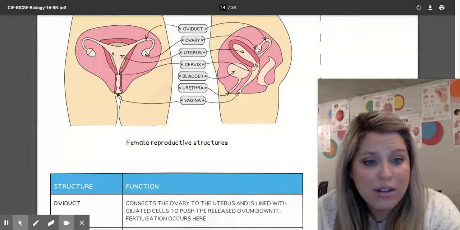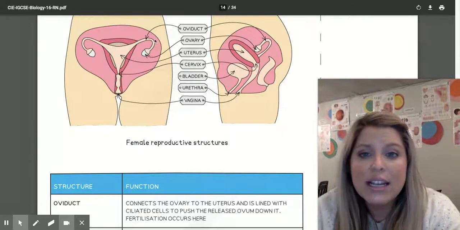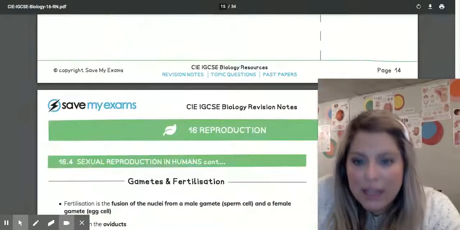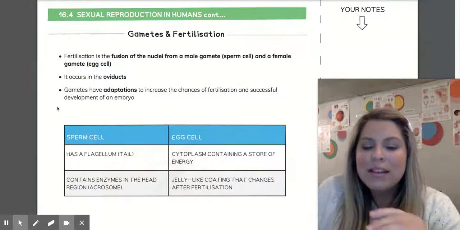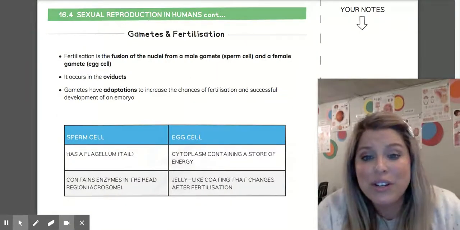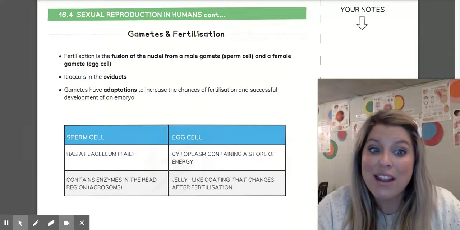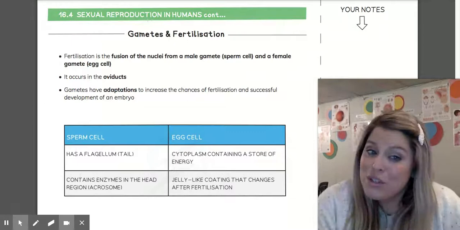It does not occur in the uterus. It does not occur down here in the vagina or the cervix area. It occurs in the oviduct. Okay? Now, let's get back to our section so you can kind of see where I am. Gametes have adaptations to increase the chances of fertilization and successful development of an embryo. So you have been adapted to make more babies, which is what our body wants to do.